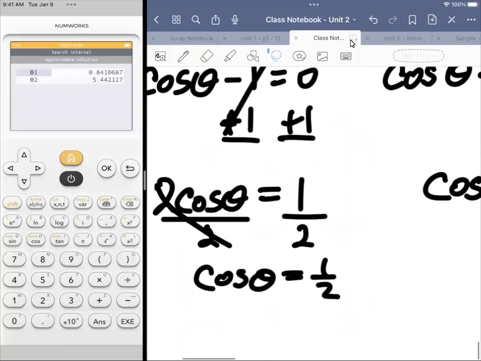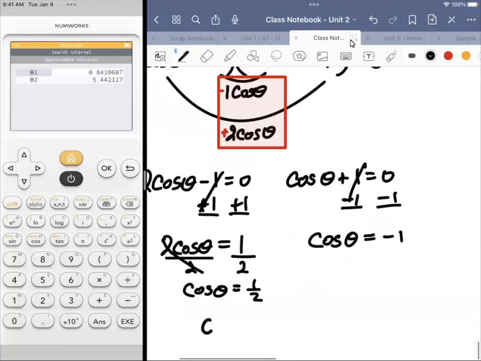This looks almost like a negative sign or a minus sign, so I'm going to fix that. In the unit circle, cosine is equal to 1/2. Cosine theta is equal to 1/2 when theta, so that's the x value at any coordinate, when theta is pi over 3 or 5 pi over 3. Cosine theta is equal to -1 only when theta is equal to pi.